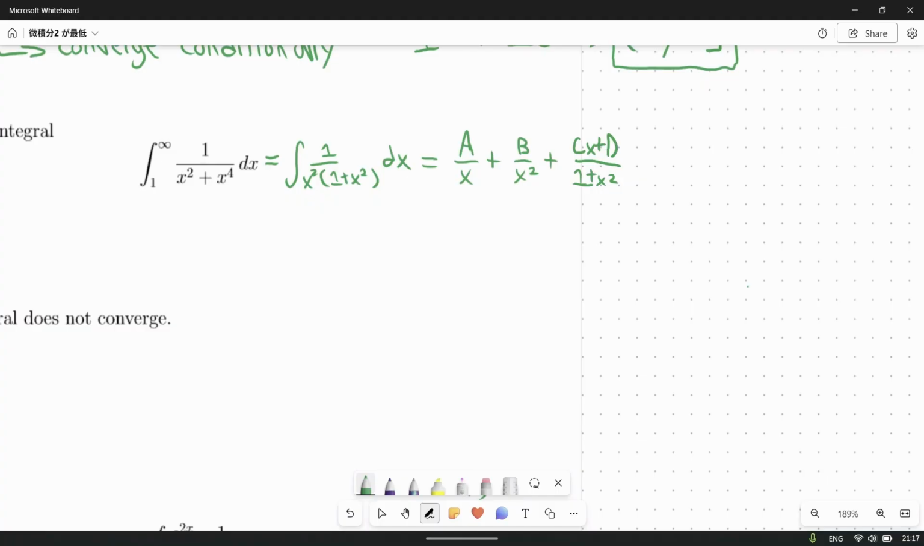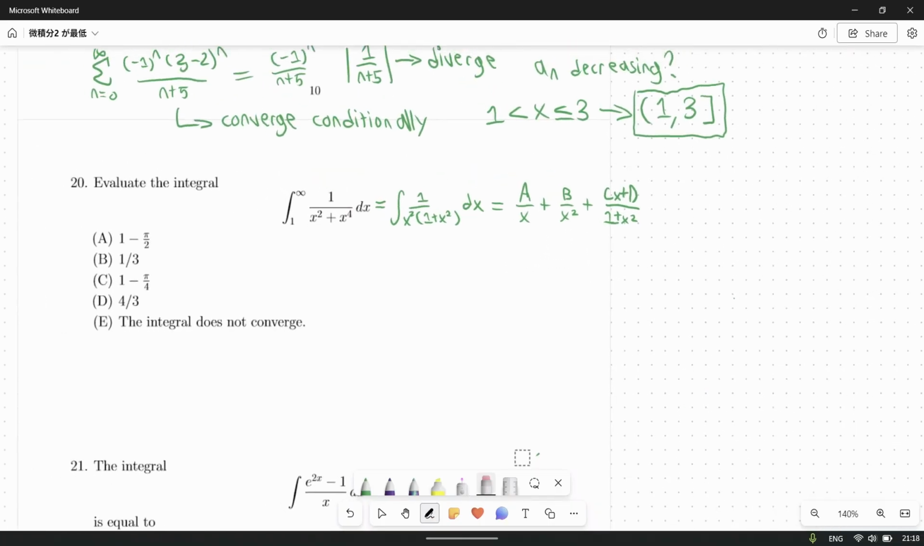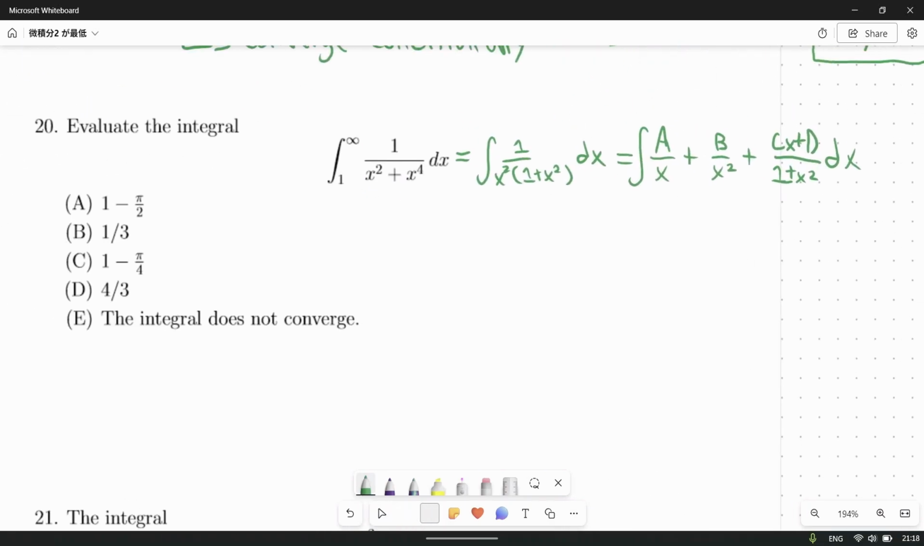And then similarly, to make it make more sense, let's say this was a 1 plus x cubed, then our numerator would look like Cx squared plus Bx plus D, or something like that. And so now with that out of the way, we have the complete partial fraction decomposition. So our integral is going to look a little something like this. And now we can start to solve for A, B, C, and D.